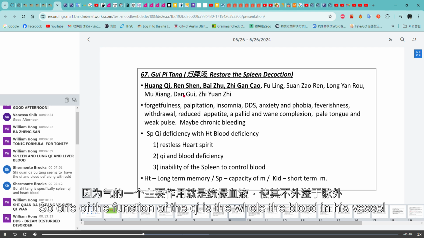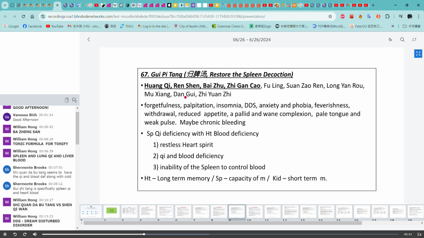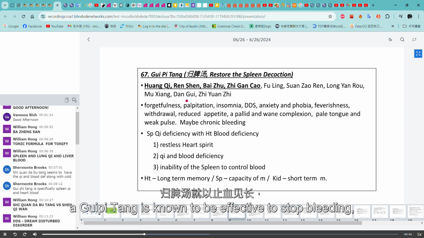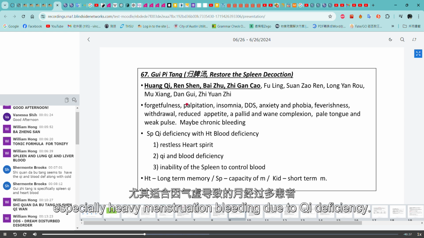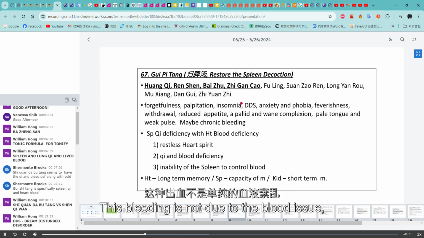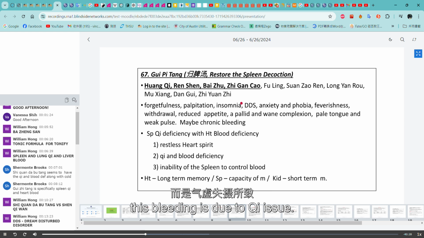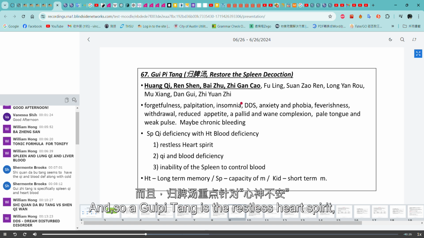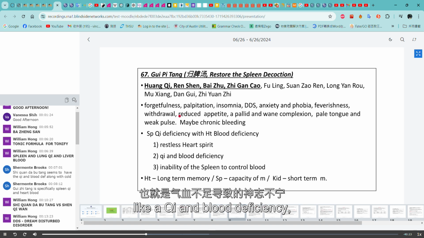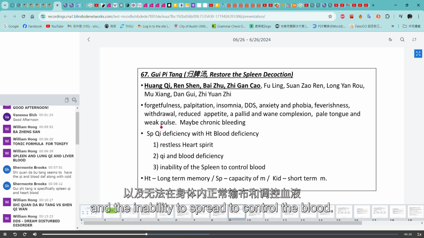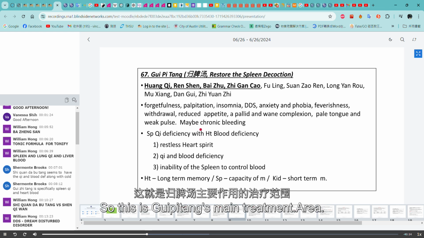One of the functions of Qi is to hold the blood in its vessel. So specifically, Guipitang is known to be effective to stop bleeding, especially heavy menstrual bleeding due to Qi deficiency. This bleeding is not due to a blood issue. This bleeding is due to a Qi issue. So Guipitang treats restless heart spirit, Qi and blood deficiency, and the inability of the spleen to control the blood. Okay, so this is Guipitang's main treatment area.